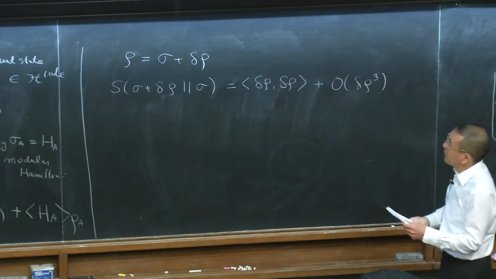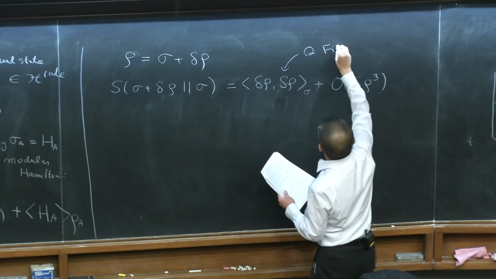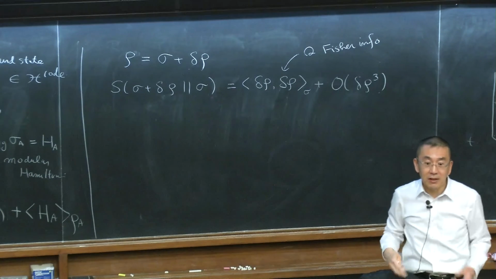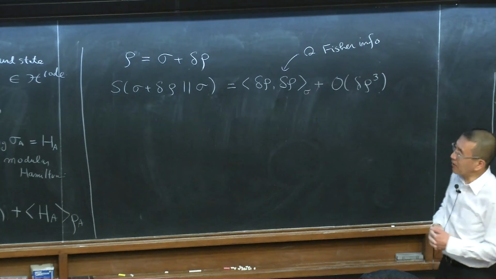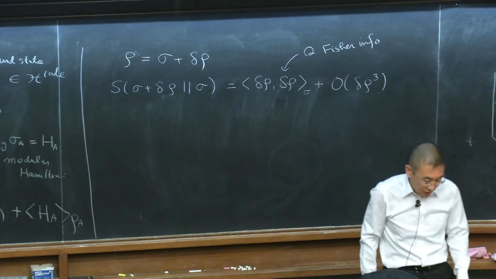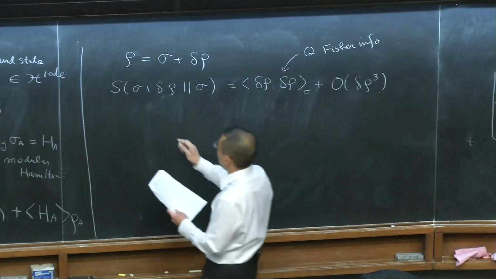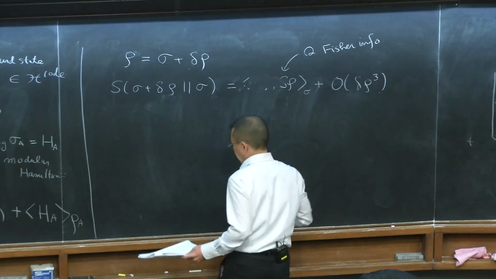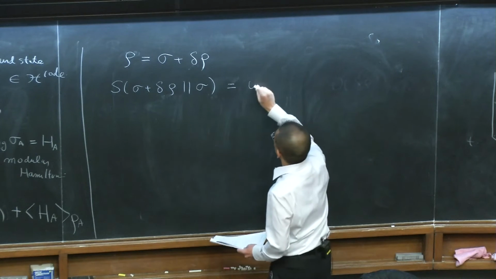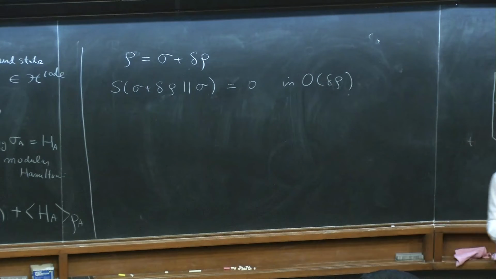And in fact, in quantum information theory, this is known as the quantum Fisher information. The Fisher information is a natural notion of metric in the space of probability distributions. And in the quantum version, this is a metric in the space of density matrices. So this starts with a quadratic part. So that means that, of course, this will be 0 in the linear order, in order delta rho, right?